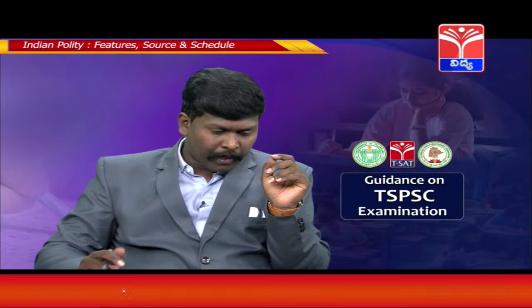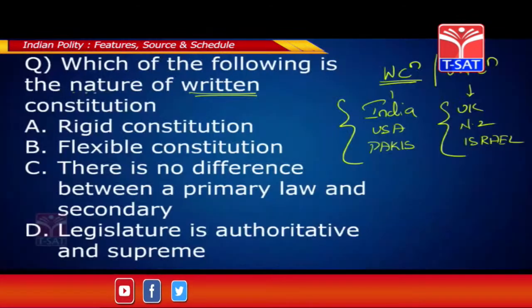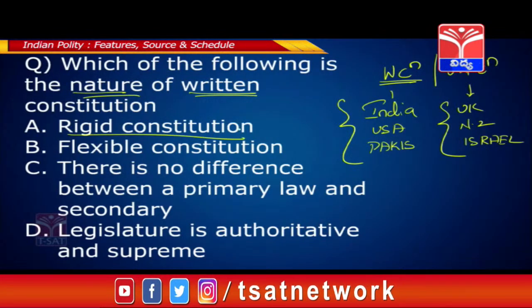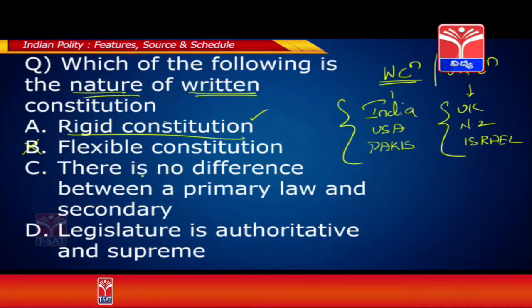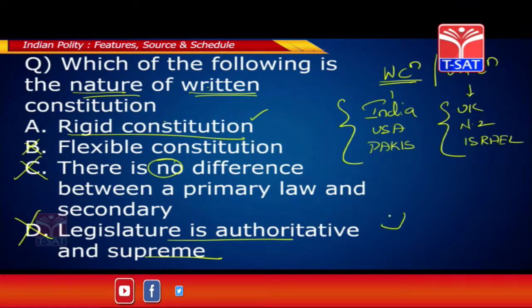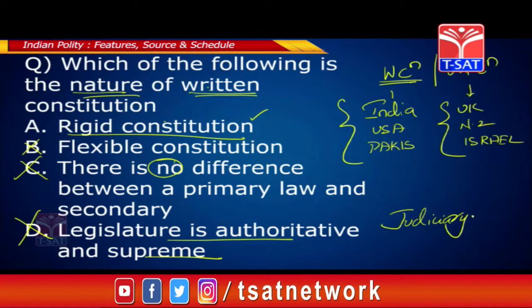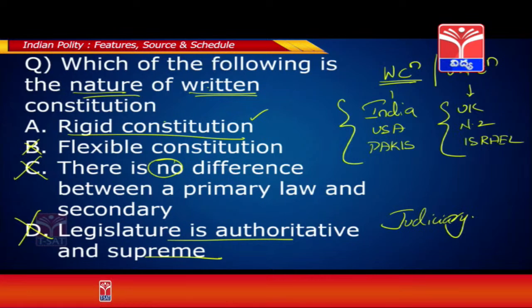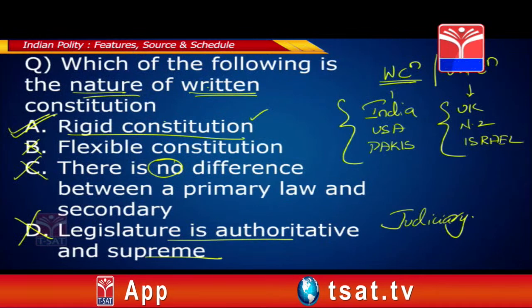Now look at this. Which of the following are the features? Nature. Rigid, yes. Written constitution is rigid. It is not flexible. There is a difference, so this is also wrong. Legislature is authoritative and supreme? No. In a written constitution, judiciary is supreme. Okay. So the answer is A. A written constitution is a rigid constitution.